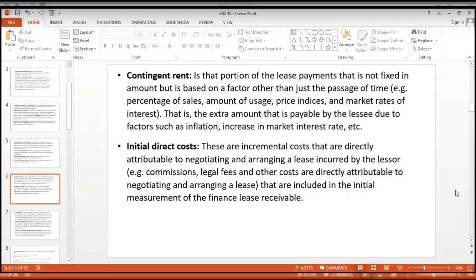They will not be capitalized as part of the cost of the contract, because whether you win the contract or not, you have incurred those expenses. So even if you don't win the contract, you cannot come and capitalize what you have not won. So we call them indirect costs.